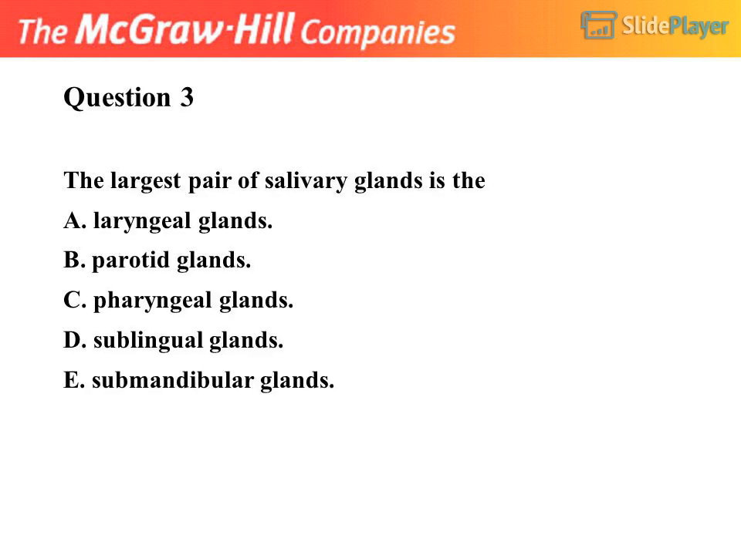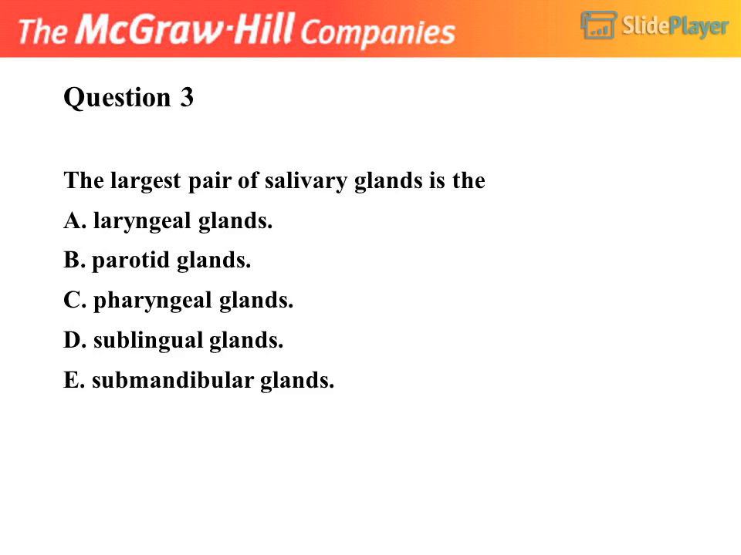Question 3. The largest pair of salivary glands is the A. Laryngeal glands, B. Parotid glands, C. Pharyngeal glands, D. Sublingual glands, E. Submandibular glands.